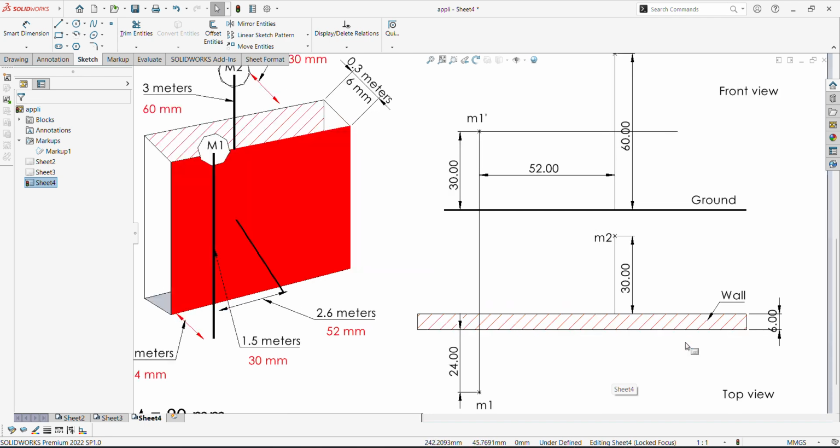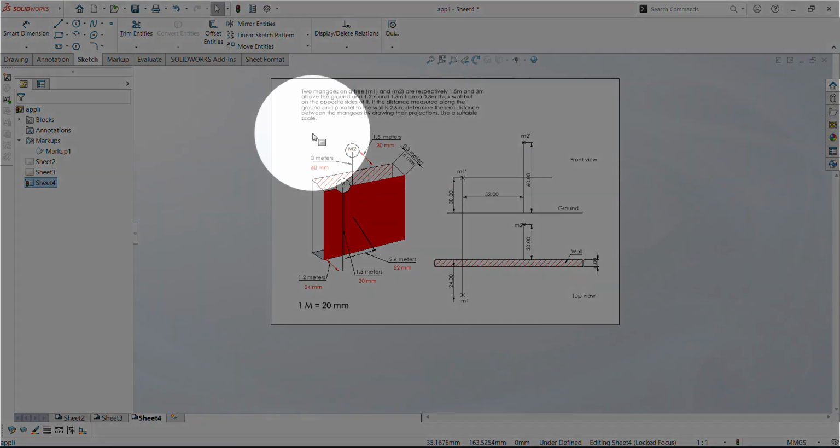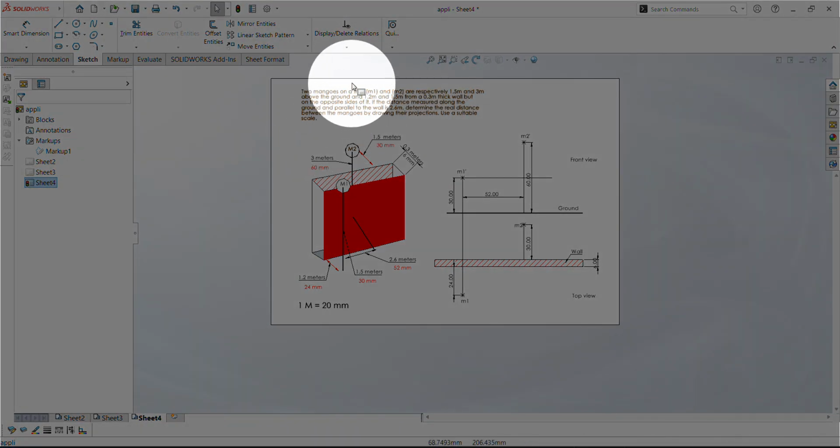What happens in the top view now? In the top view, when I look from the top, how is the top view going to look? I'm here right now, and when I look from the top, I basically see the distance between the mangoes and the wall.